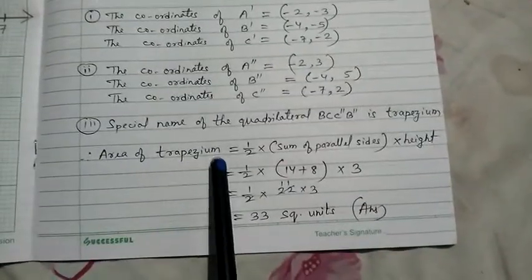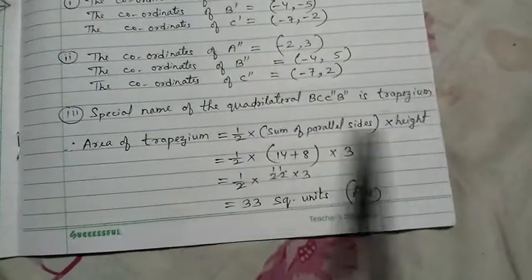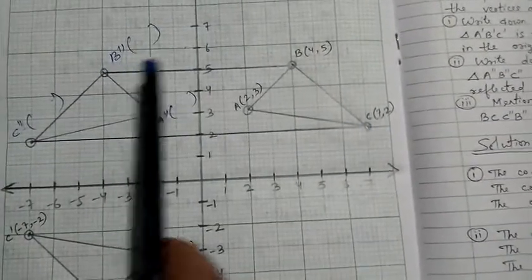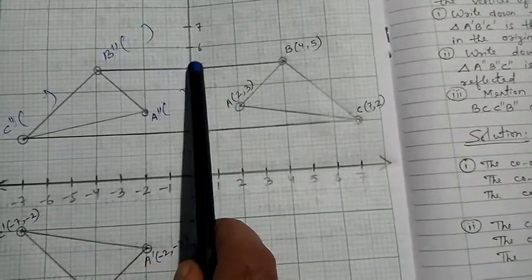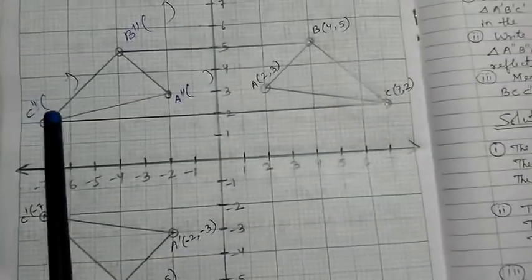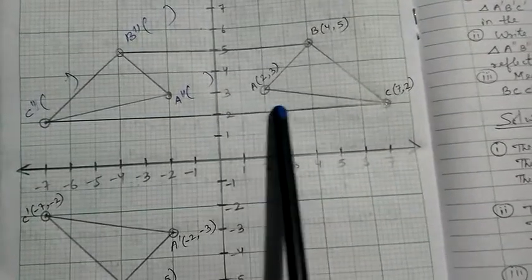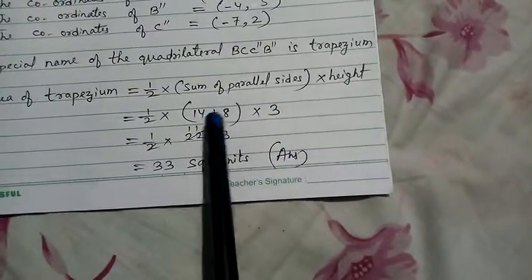So the area of the trapezium is half into the sum of parallel sides into height. Now half is half. The sum of parallel sides means in a trapezium these 2 sides are parallel. So now you have to add these 2 sides. So you have to know the units. 1, 2, 3, 4, 5, 6, 7, 8. So one side is 8 and the other side will be 1, 2, 3, 4, 5, 6, 7, 8, 9, 10, 11, 12, 13, 14. So this is 8 and this is 14. So now the sum of parallel sides means 14 plus 8. Both the parallel sides have been added.